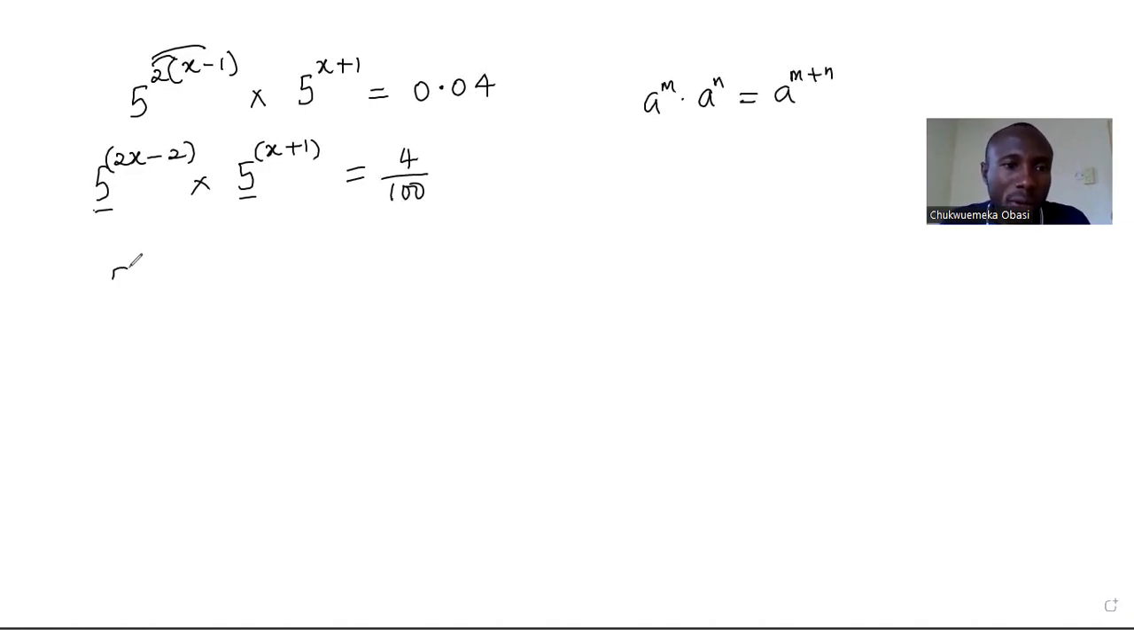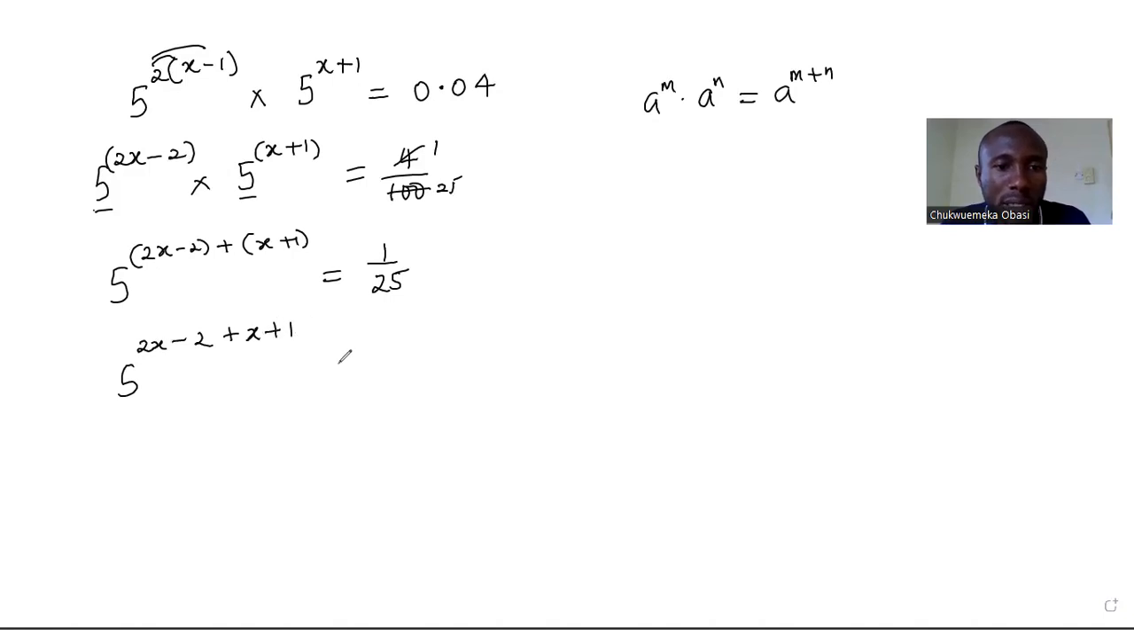So you have now 5 to the power of 2x minus 2 plus x plus 1 equal to, this guy, 4 over 100. 4 here is 1, 4 here is 25. So that would give me 1/25. So let's add up. So we have 5 to the power 2x minus 2 plus x plus 1 equal to, all these guys is the same as writing 1/5 to the power 2, because 5 to the power 2 is 25, right?